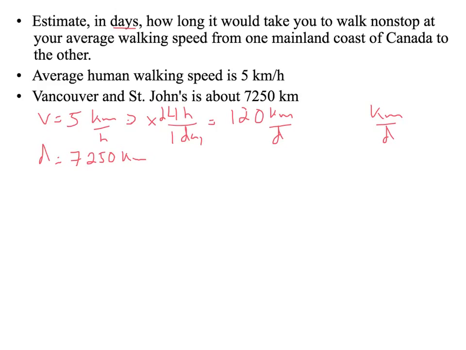Let's just say that we're walking for 12 of the 24 hours in a day. So let's multiply that by 1 over 2. And what we come up with is approximately 60 kilometers per day that you could walk for if you were going at this pace. So we have our equation, V equals D over T.